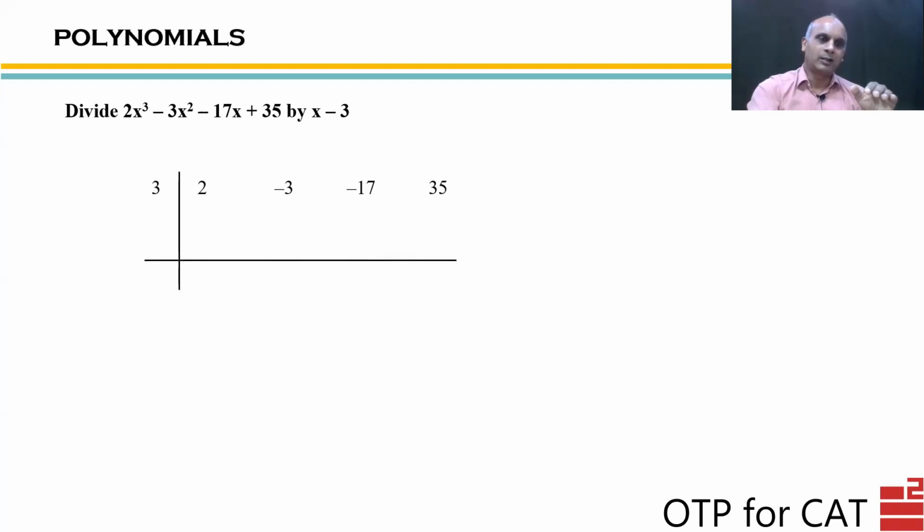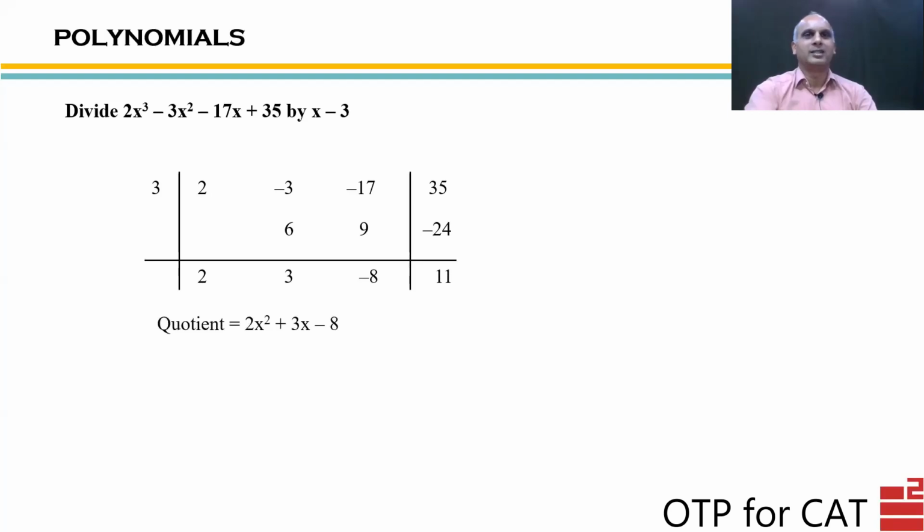As I have said earlier, the 2 is written as it is in the answer. This 2 is multiplied with 3. 2 into 3 is 6. Put it in the next column. Then we have minus 3 plus 6, which is plus 3. 3 into 3 gives me 9, and again I put it in the next column. Add them, and we'll get minus 8. Carry on the process, and in the end I will get 11. So my remainder here is 11, and the quotient is 2x squared plus 3x minus 8.